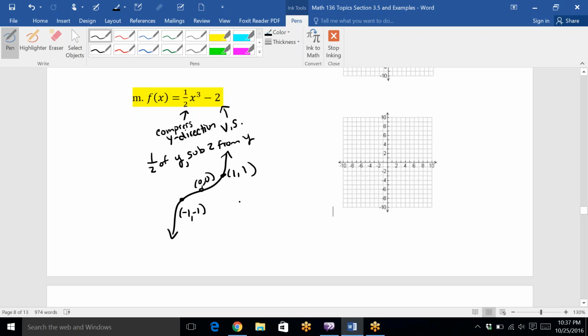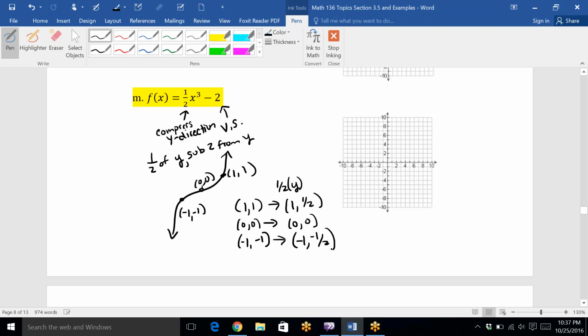So let's think about this. I'm going to do it in steps because I wanted you to see how to do this point by point if you don't want to try to visualize it on the graph. So in this step, I'm going to take half of all my y's. So this would turn into 1, 1/2. This guy would turn into 0, 0. And this guy would turn into -1, -1/2.